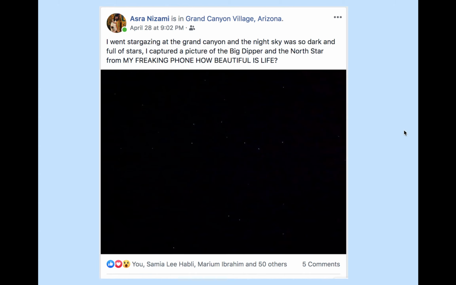So, real story, one of my best friends from college, Asr Nizami, went to the Grand Canyon. And when she was at the Grand Canyon, she was able to take a picture of the Big Dipper and the North Star, or Polaris. This is her picture that she posted on Facebook. Can you find the Big Dipper? Can you find Polaris?